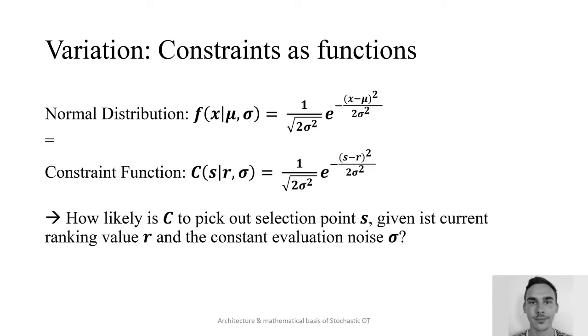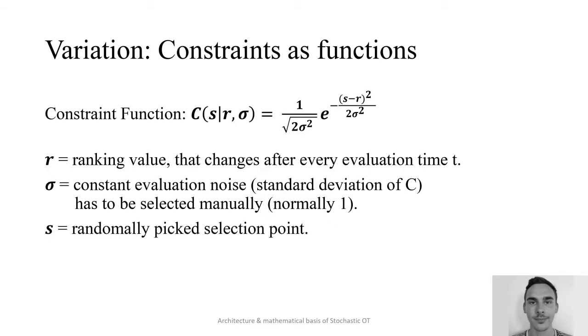And now let's put this into a formula. The function that describes the probability distribution of a constraint's selection points is actually just the function of a normal distribution, which you can see here. And if we replace the parameters by ones that are specific to OT, like selection point value, ranking value, and noise, we can make more sense of the equation. So what the constraint function tells us is how likely a constraint C is to pick out a selection point S, given its current ranking value R and the constant evaluation noise sigma.